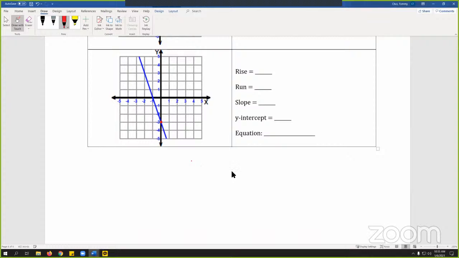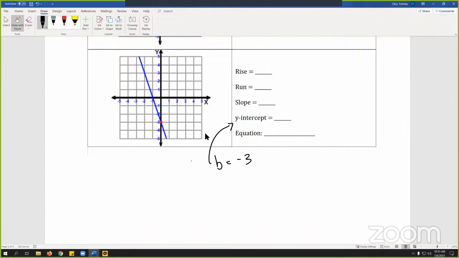I don't know why it's doing that again. That's so annoying. Okay. So we're just going to write the y-intercept down here, right? That's that.